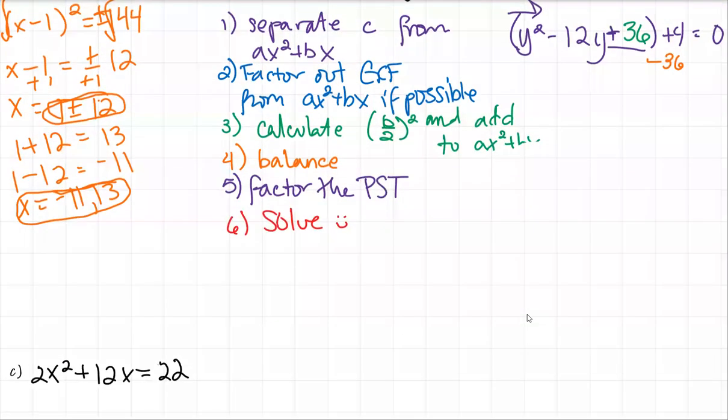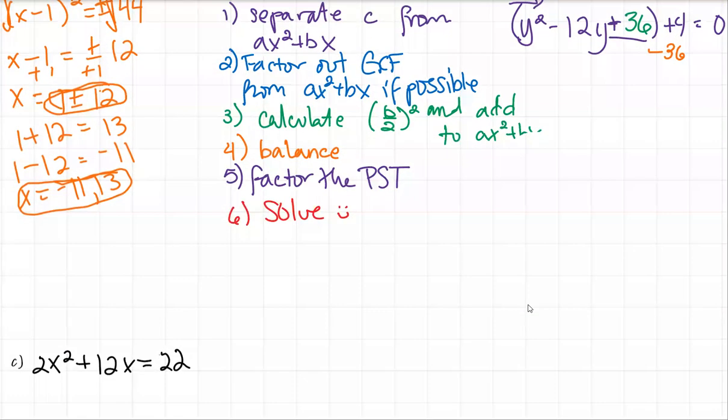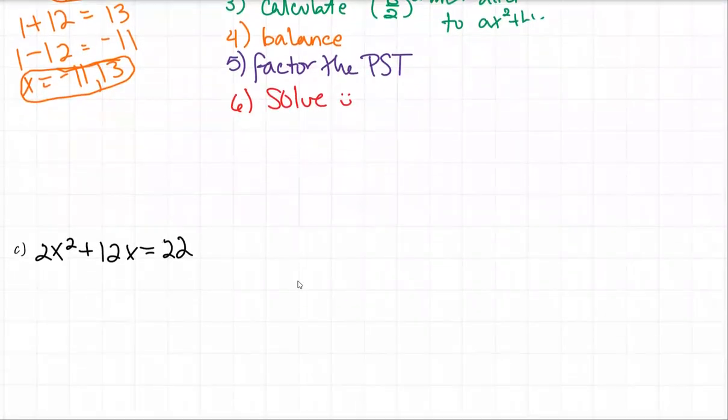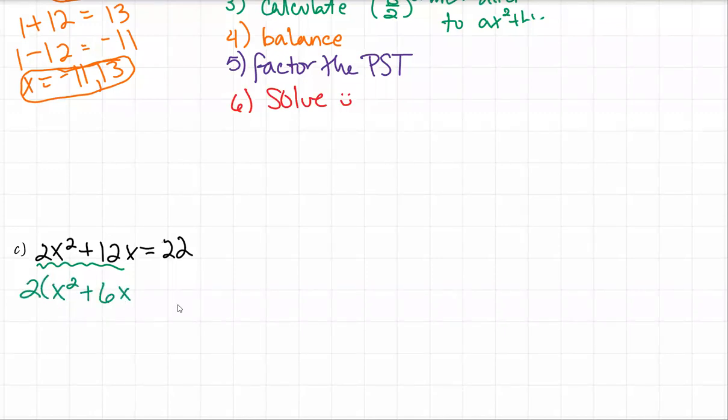Step 2 was to factor out a GCF from ax squared plus bx if possible. So here's our ax squared plus bx. Is there a GCF? Yeah, there's 2. What happens when we factor it out? We get 2x squared plus 6x. And remember, we still want to leave room here because that's what we're going to add to get our perfect square trinomial, equals 22.